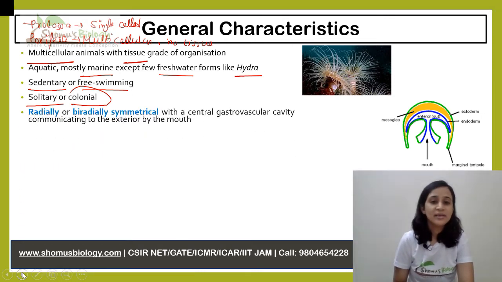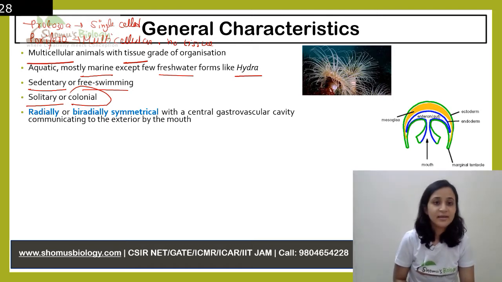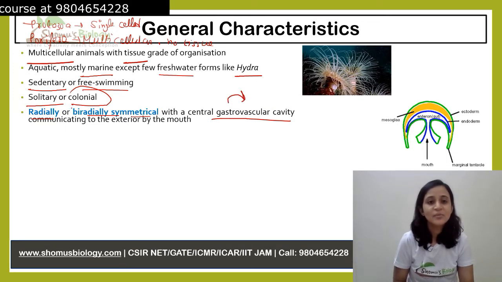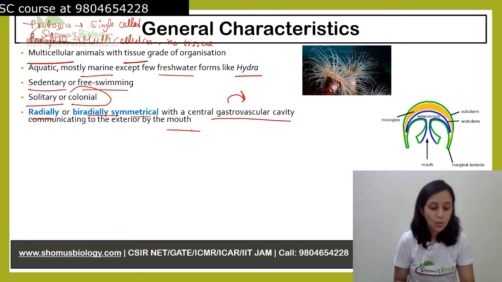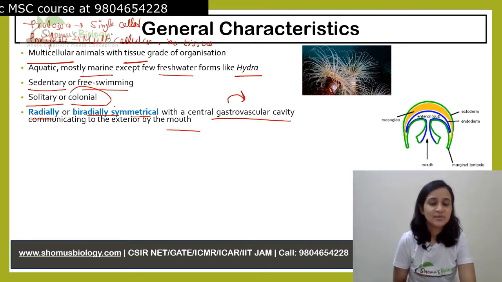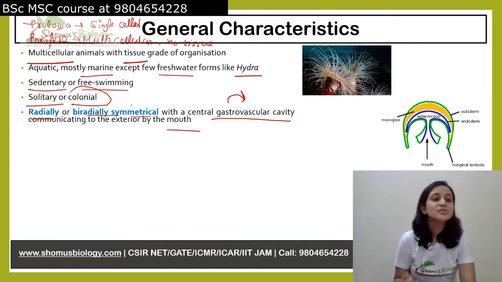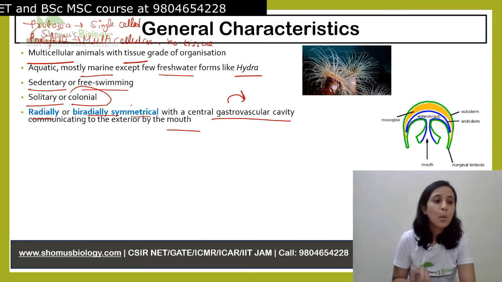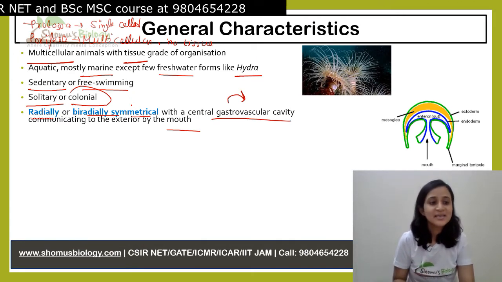Now their body is radially or bilaterally symmetrical, with a central gastrovascular cavity. That gastrovascular cavity communicates to the exterior by the mouth. First is the radially symmetrical. What is radially symmetrical? Radial symmetry is where the body parts are around a central axis.